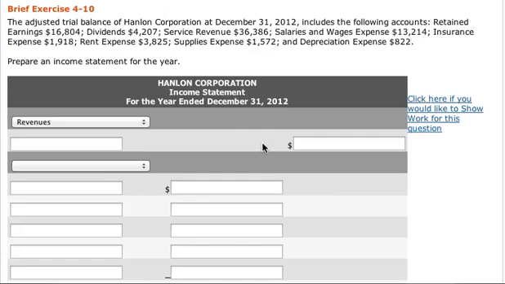I'm going to show you how to create an income statement. The instructions say the adjusted trial balance of Hanlon Corporation, December 31, 2012, indicates the following accounts.